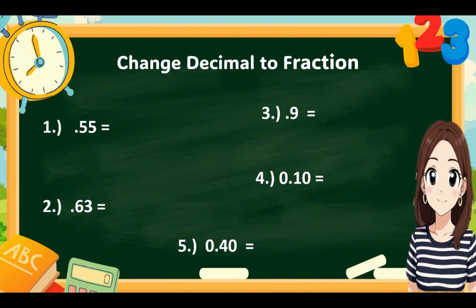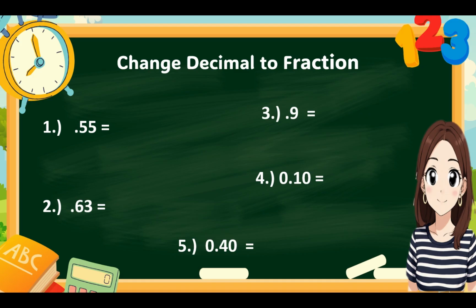Now change the decimal to fraction. Number 1, we have 55 hundredths. Number 2, 63 hundredths. Number 3, 9/10. Number 4, 10 hundredths. Number 5, 40 hundredths.